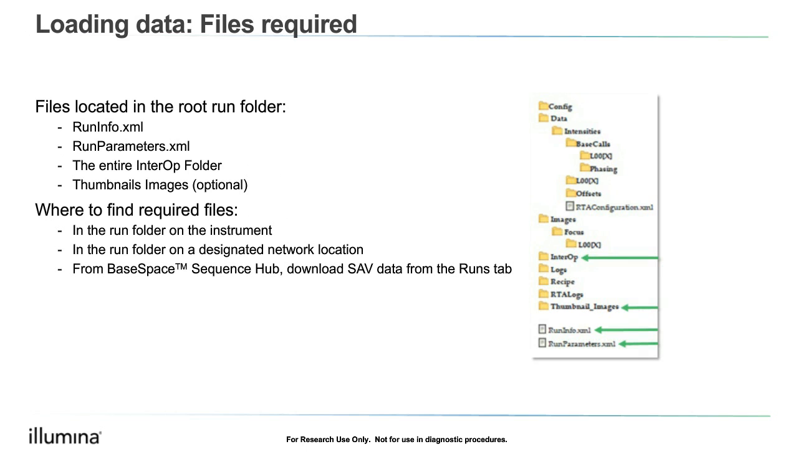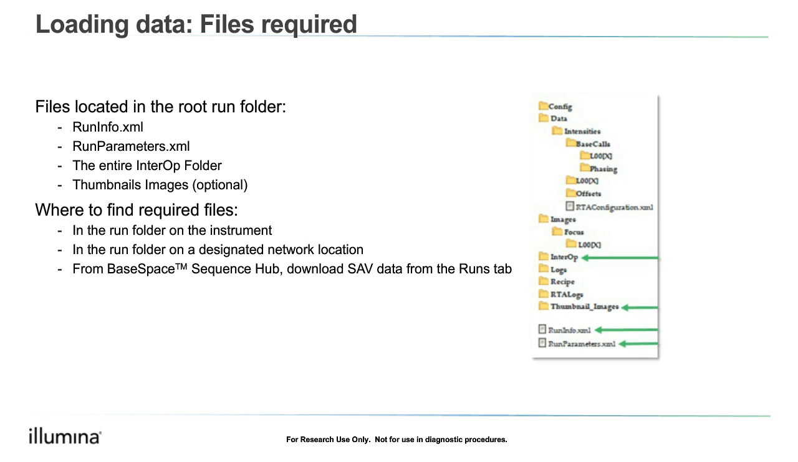When loading a run in SAV, the files required are run info, run parameters, and the entire interop folder. The thumbnail images folder is not required, but having the thumbnail images present in SAV can be useful for troubleshooting. Note that the thumbnail images are very large files, so having these files available may not always be an option, and it may be beneficial to only have a subset of thumbnail images for certain cycles rather than the entire run.